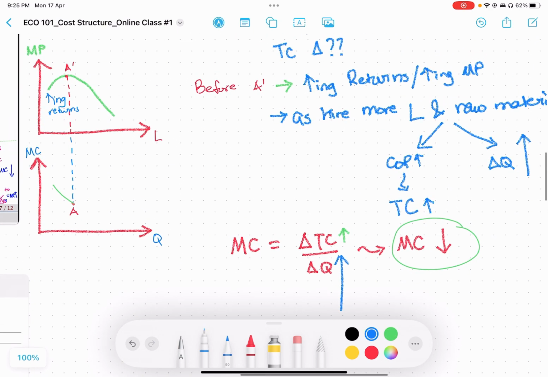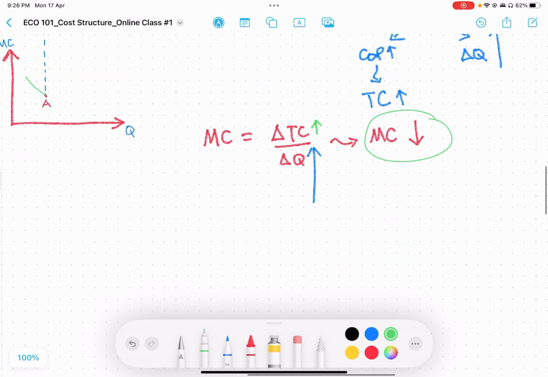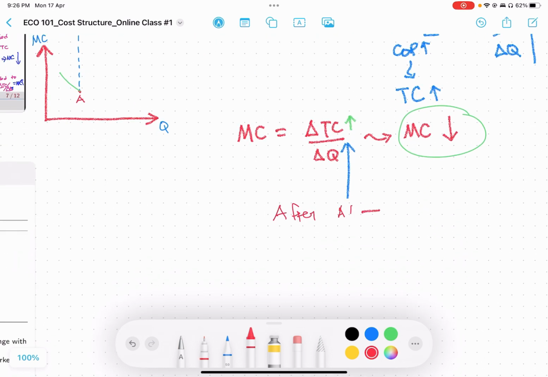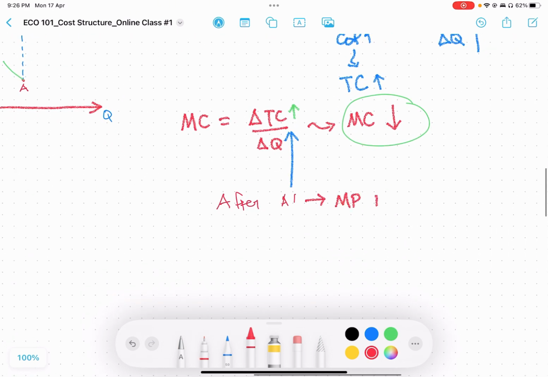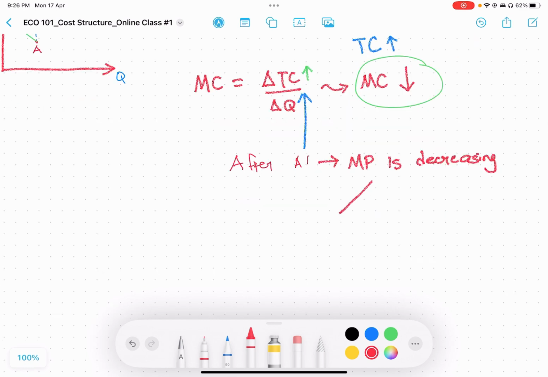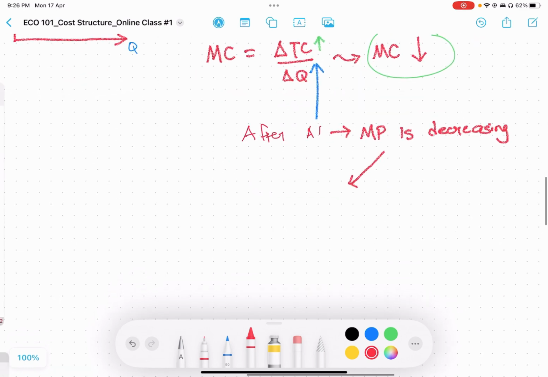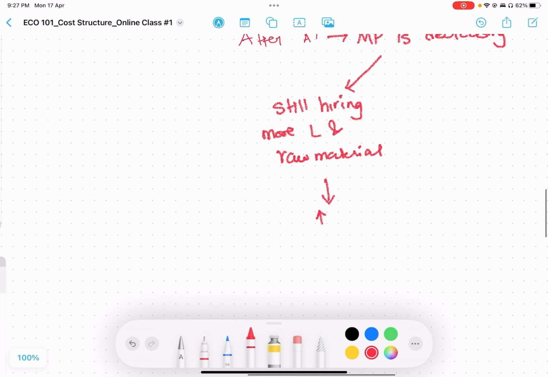So let's do what happens after A dash. After A dash, right here, what do we see? We are seeing that there's decreasing returns, so marginal product is falling. Let me write that down. After A dash, marginal product is decreasing, which means that yes, you're going to still hire more labor and raw material. So there is an increase in the cost of production, that is, total cost does increase.